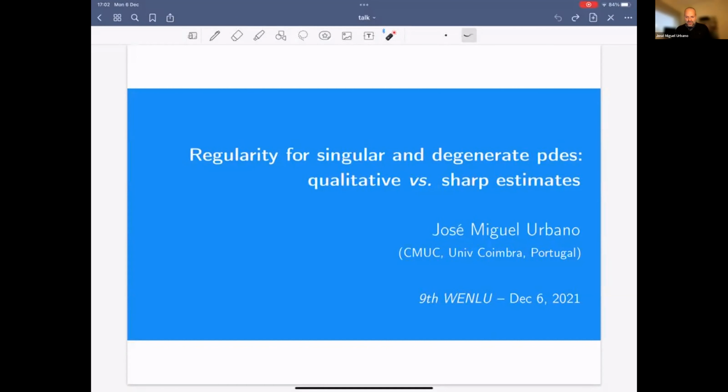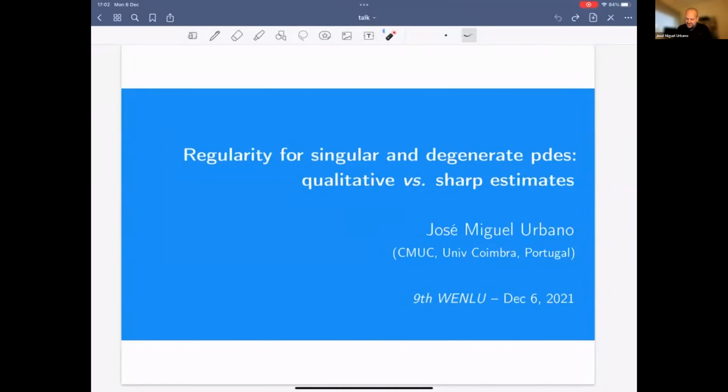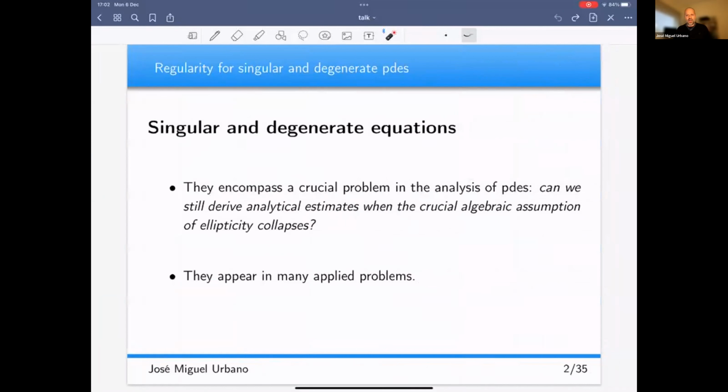I want to talk today about two aspects of regularity theory for singular and degenerate PDEs. On the one hand, qualitative results, on the other hand, quantitative results or sharp estimates. And let me start by saying a few words about why we want to study this type of PDEs.